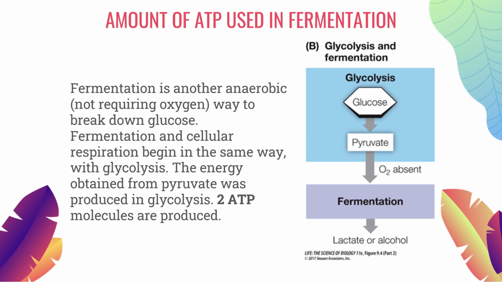Amount of ATP used in fermentation. Fermentation is another anaerobic way to break down glucose. Both fermentation and cellular respiration begin in the same way, with glycolysis. The energy obtained from pyruvate was produced in glycolysis. 2 ATP molecules are produced.